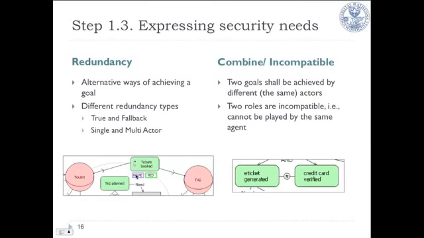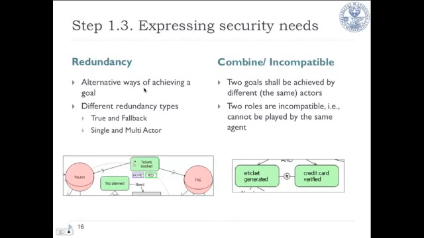Moreover, in our language, we support also the security need expressing redundant ways to achieve given goals. These are important, especially in critical settings, such as, for instance, air traffic control management, when we are concerned not only about security, but also about safety, and we want more ways to be sure that things will be achieved in the end and our interactions are not vulnerable.